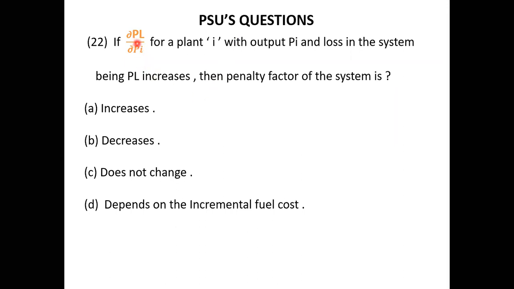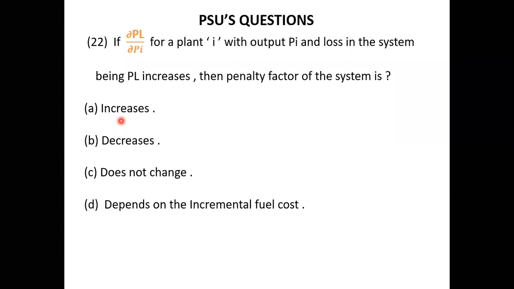Already I told you what the meaning of dou PL by dou PI is. It is nothing but the incremental power loss with respect to the power generation. When the power loss increases, then the penalty we are facing should also increase. This is nothing but simple common sense. When the loss increases, the penalty also increases. So easily you can say the answer is A.